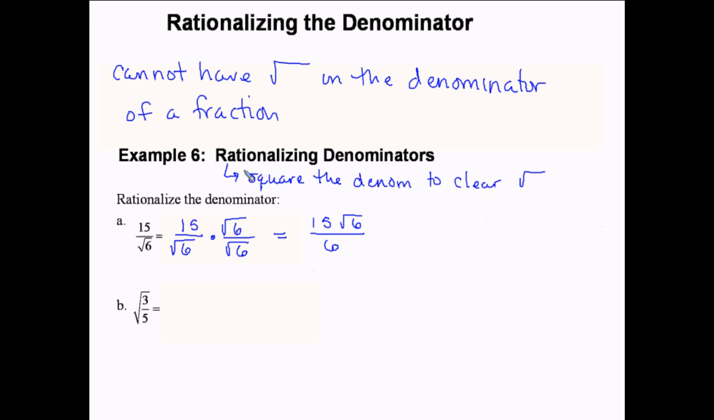15 and 6 will both divide by 3, so I reduce those. So my final answer is going to be 5 times the square root of 6 over 2. Okay.